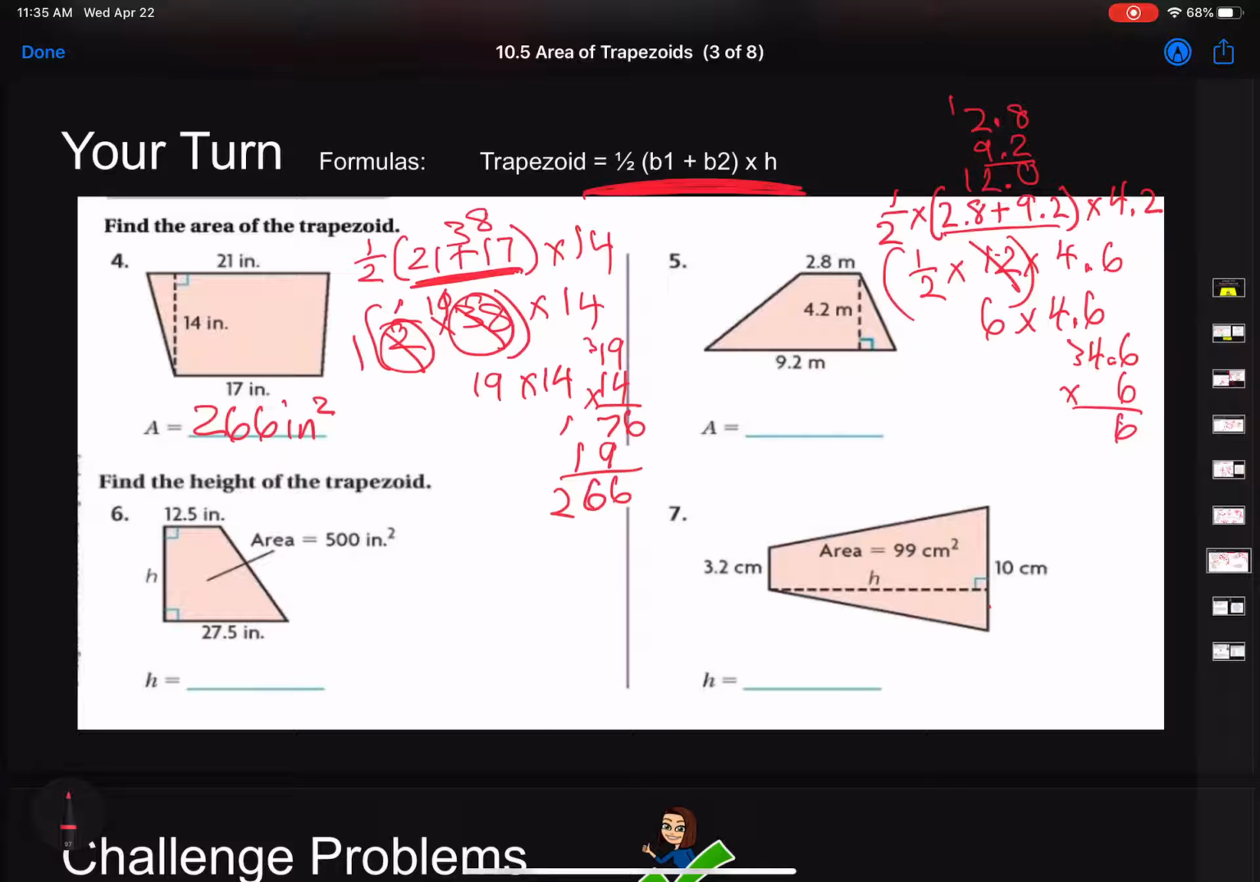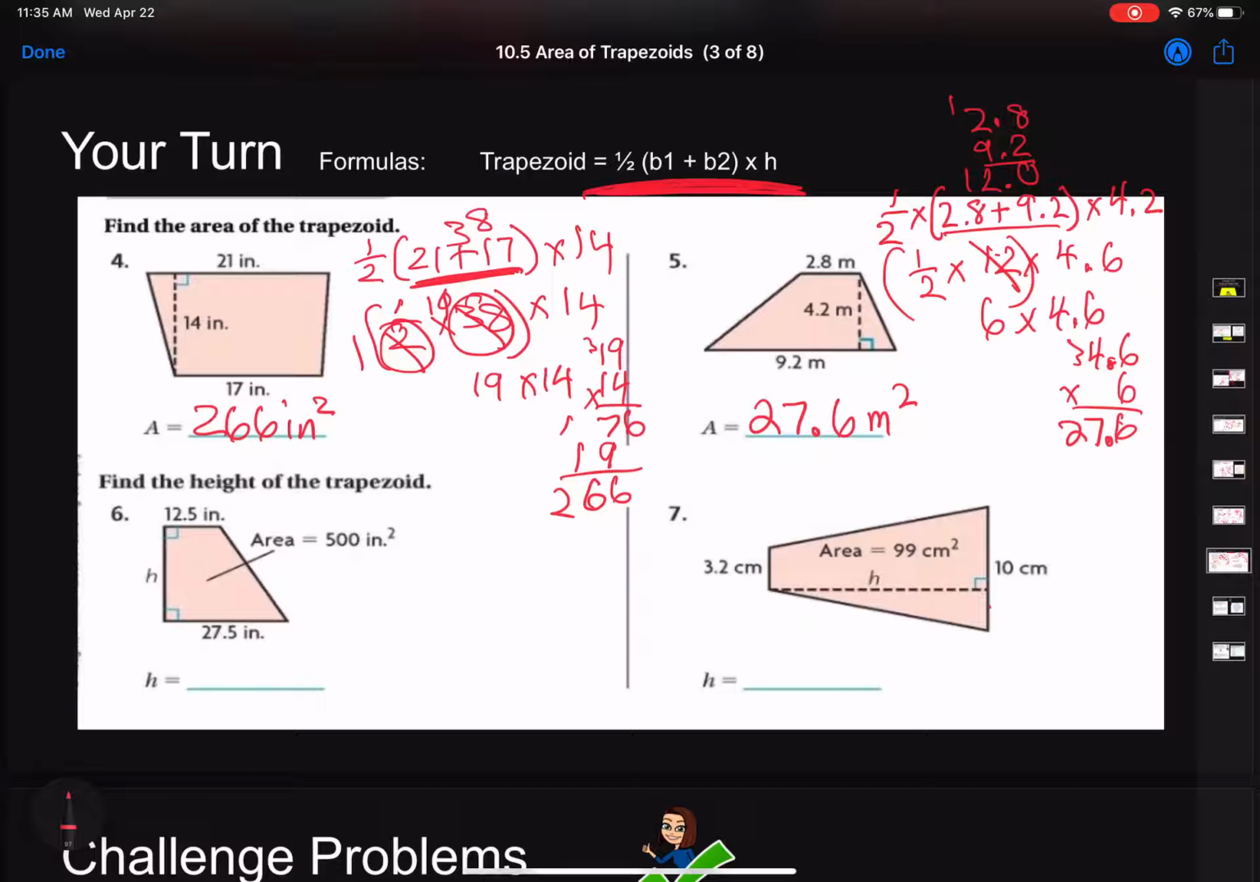And so 6 times 6 is 36. Carry the 3. 6 times 4 is 24, add 3 is 27. Don't forget you have a decimal. You need to move it once. And so your area is going to be 27 6/10 meters squared.